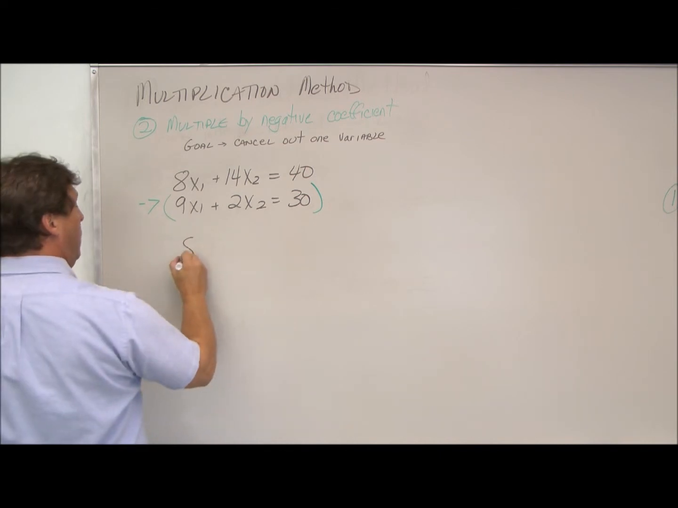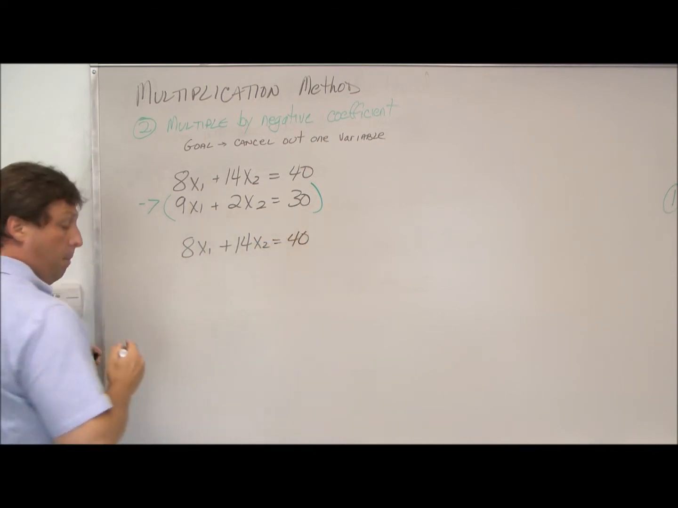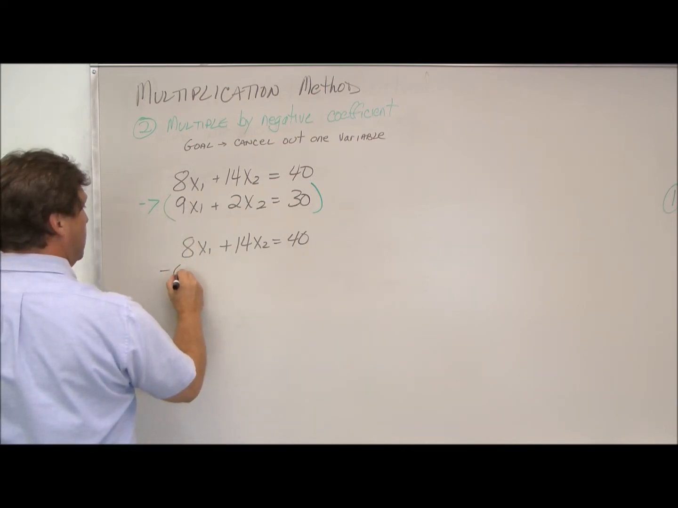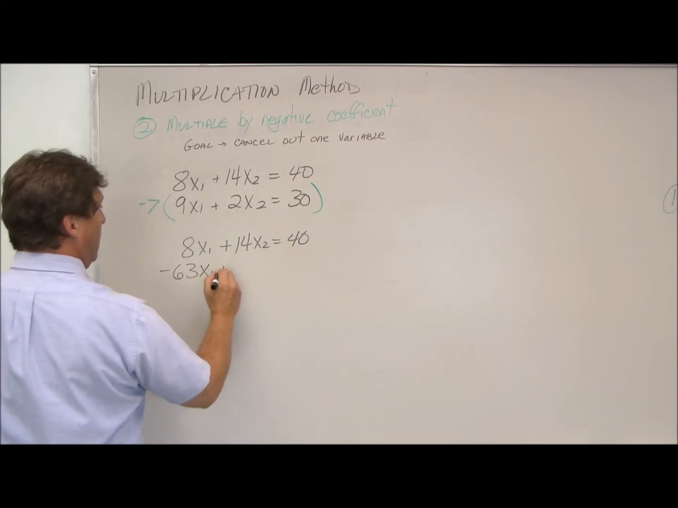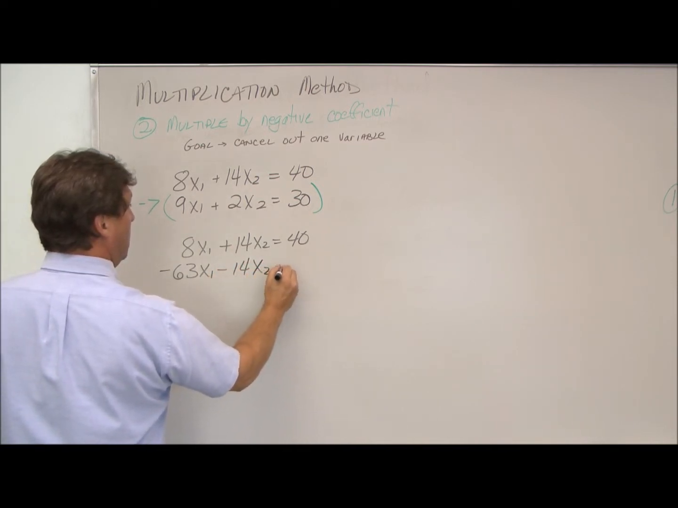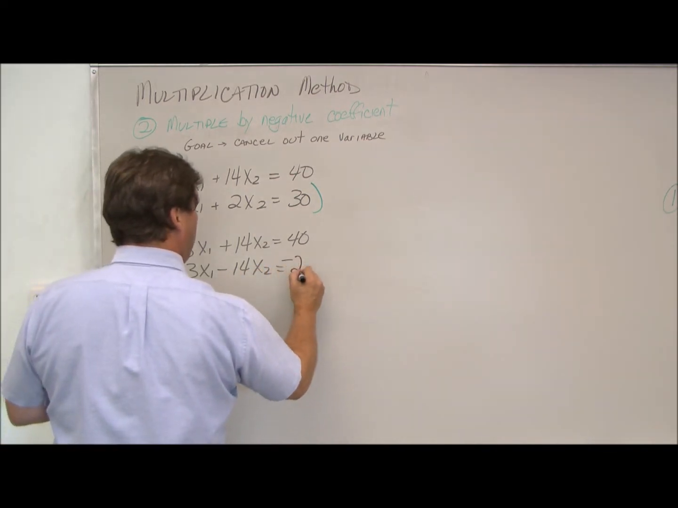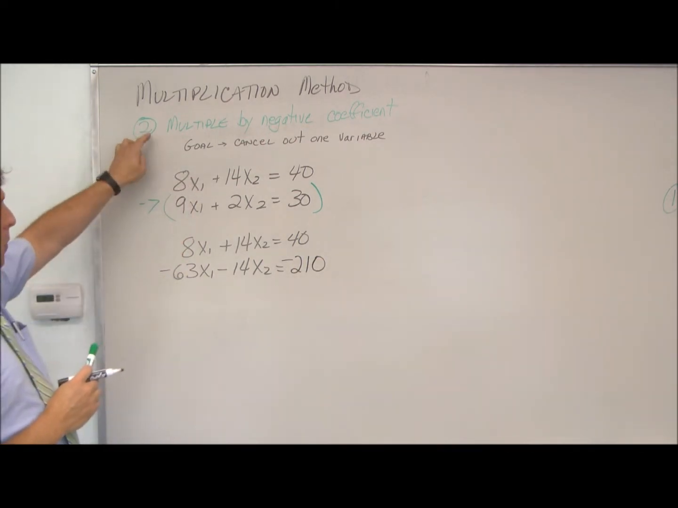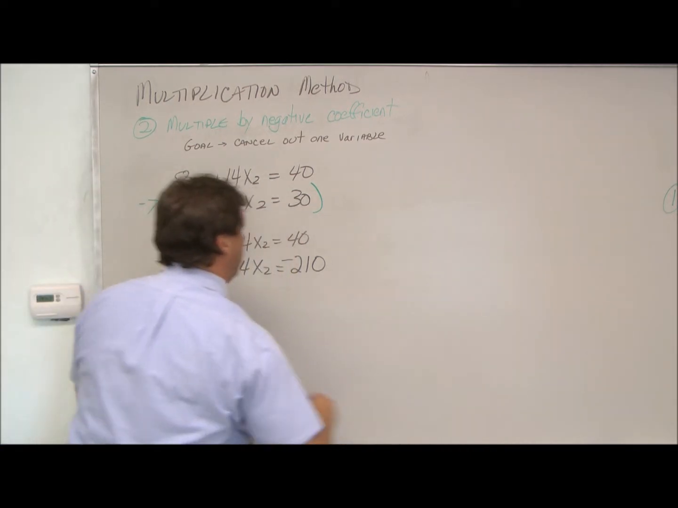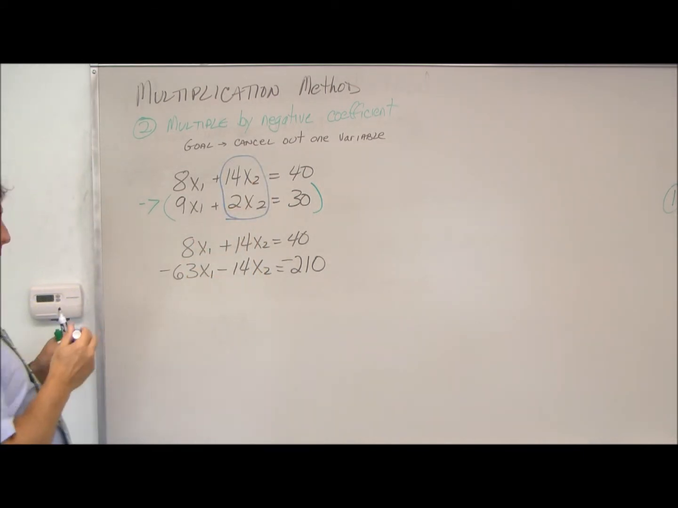So my first constraint remains the same. Now I multiply through by a -7. So 7 times 9 is 63. 7 times 2 is 14. And 7 times 30 is 210, or -210. So there, I've multiplied by a negative coefficient, so I'm going to make my x2 variable cancel out, because I have the 14 and the -14.